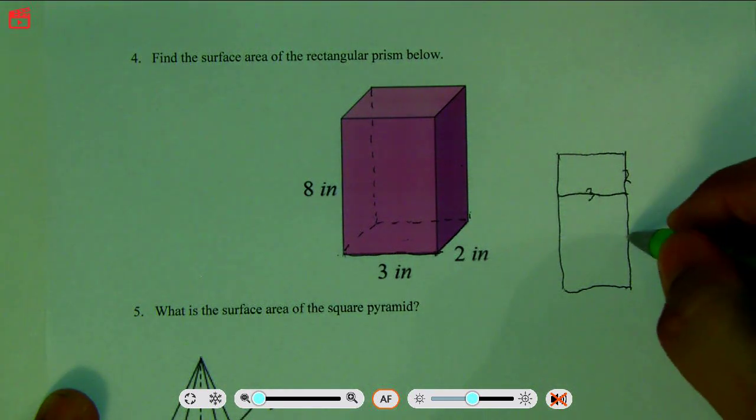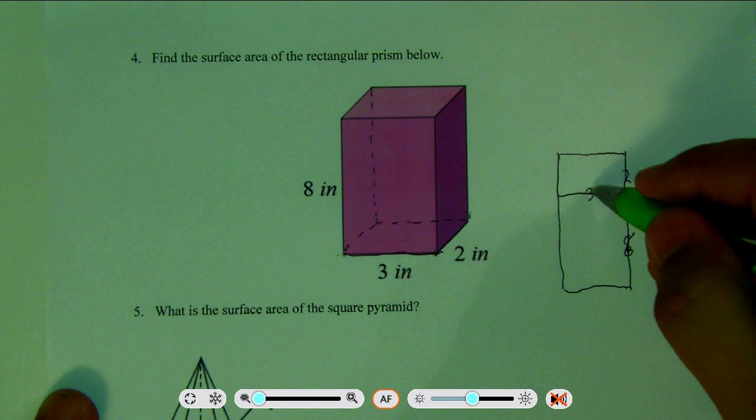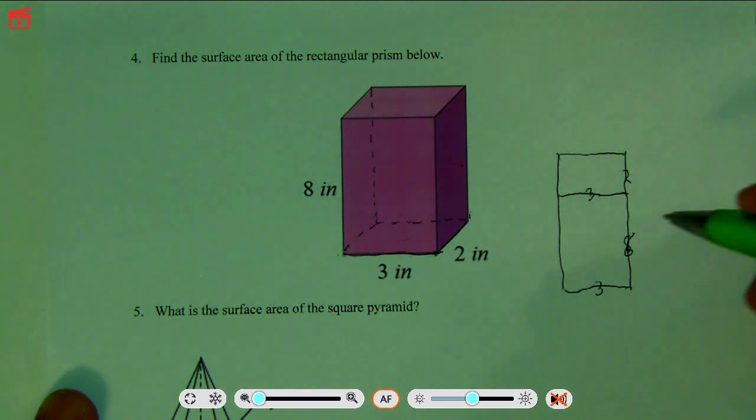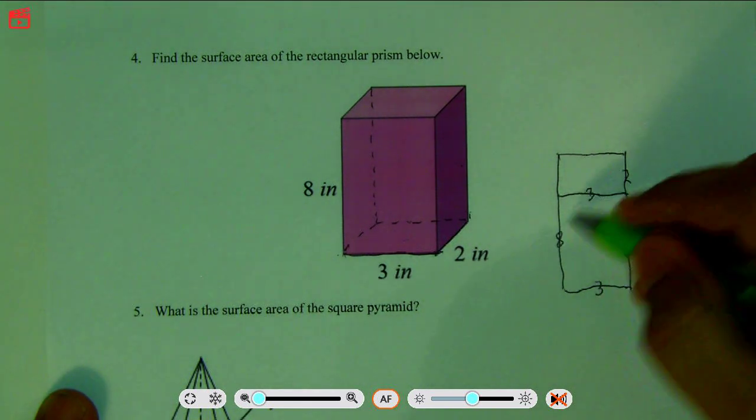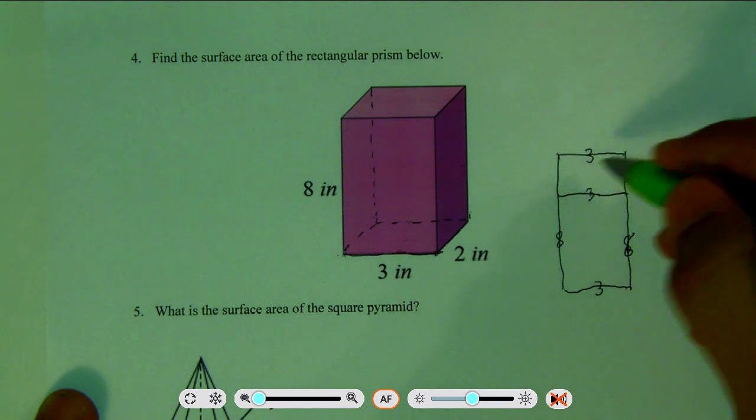So this is an 8. And again, I like to write it on top of the side. This is 3. This is also 3 because rectangle. This is 8. We can even fill these in. That's 3. That's 2.